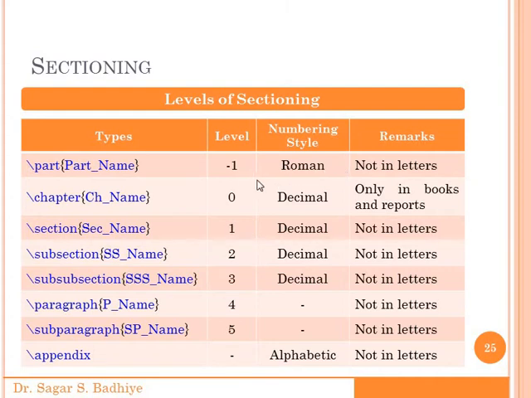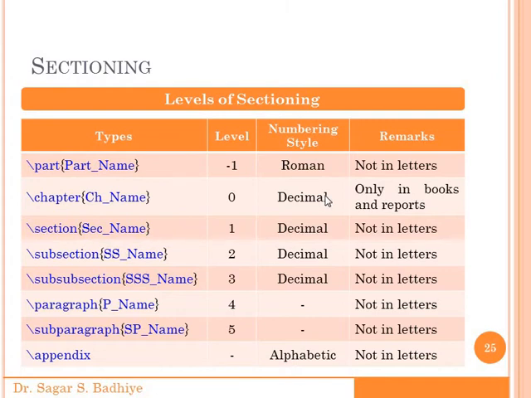The second level of sectioning is level 0, that is for chapters. So we make use of \chapter followed by the name of the chapter within curly braces. So this is the 0th level of sectioning, and the document uses the decimal numbering style for numbering the chapters.